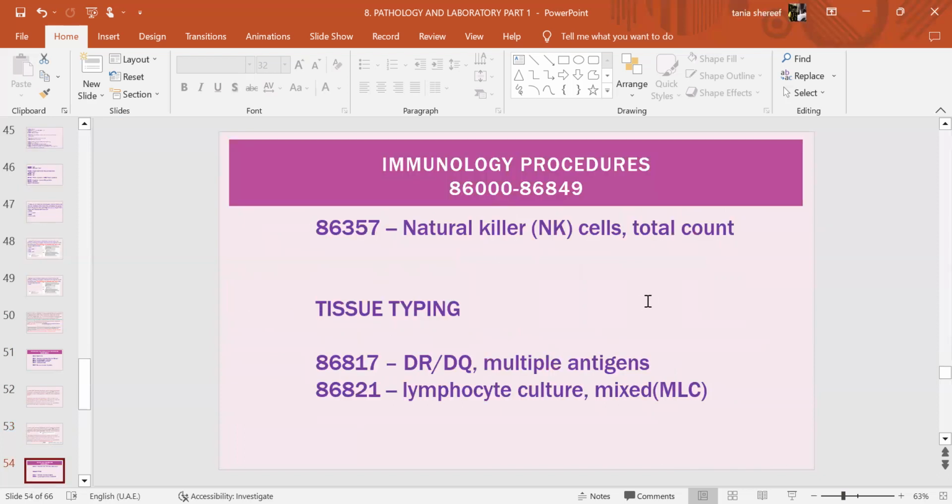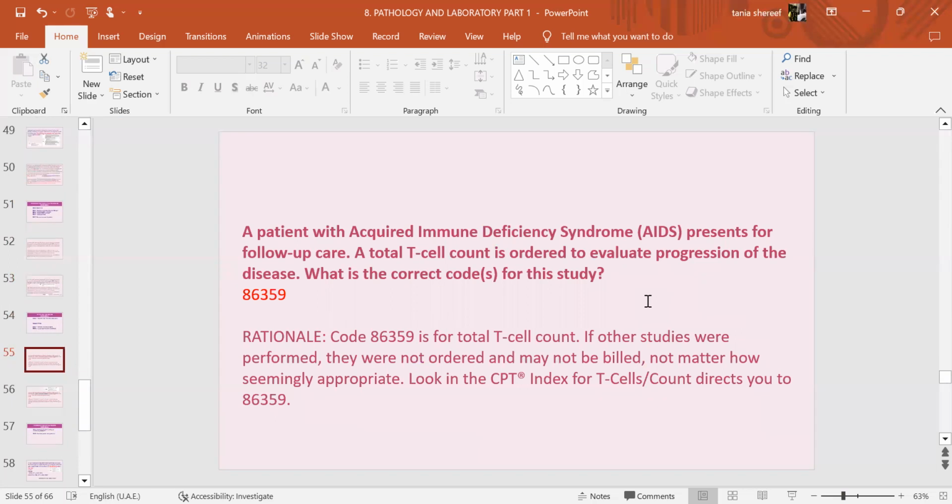Now, immunology procedure. A patient with acquired immunodeficiency syndrome, that is AIDS, presents for follow-up care. A total T cell amount is ordered to evaluate progression of the disease. What is the correct code for the study? So, T cell count, total count. There is only one code, that is 86359.